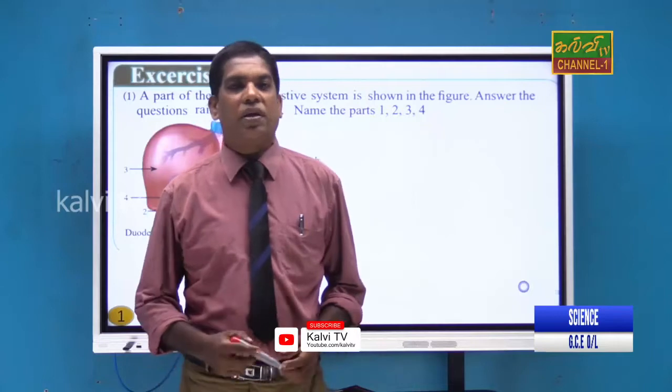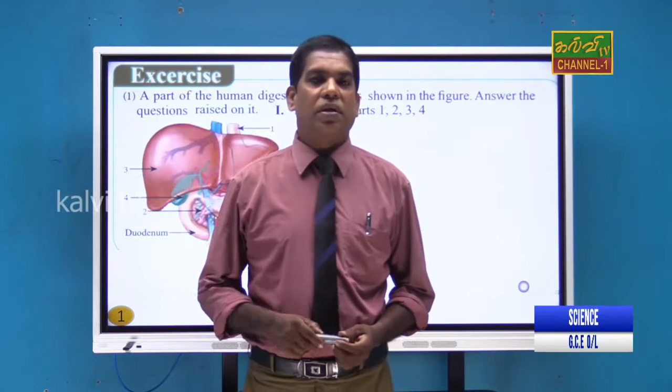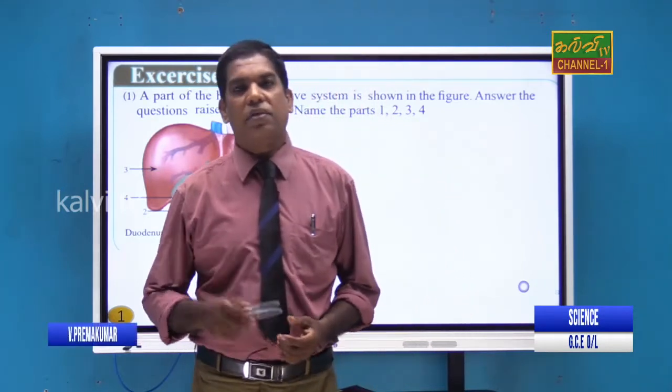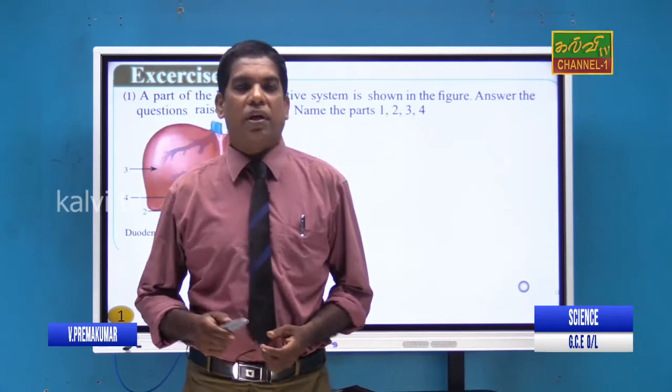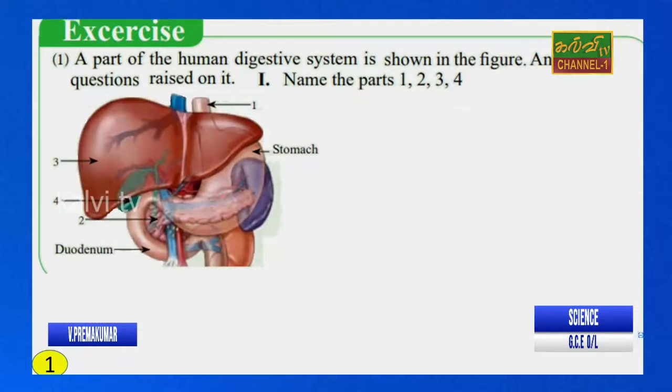Hi students, today we are going to discuss the biological section, especially the questions taken from our textbook. According to that, see the screen. Part of the human digestive system is found in the figure. Answer the questions raised on it. A part of the digestion system. Name the parts 1, 2, 3, 4.